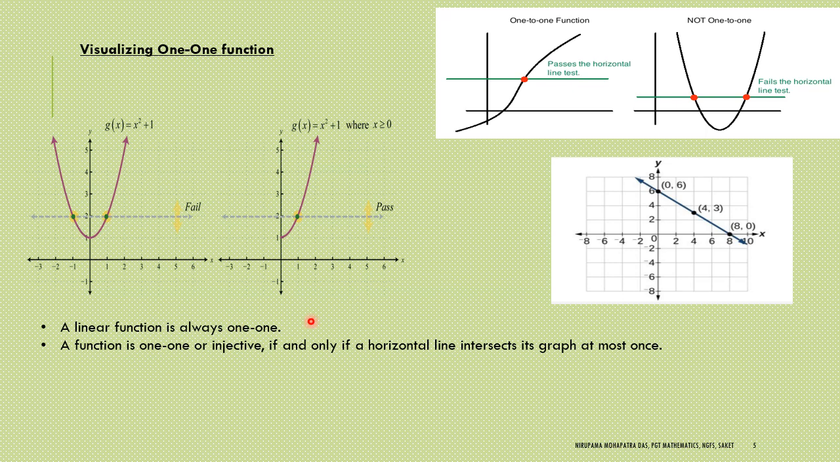A linear function is always 1-1, and this is the trick: a function is 1-1 or injective if and only if a horizontal line intersects its graph at most once, maximum at 1 point. Is it clear? By looking at the graph of the function you can identify whether it is 1-1 or not.